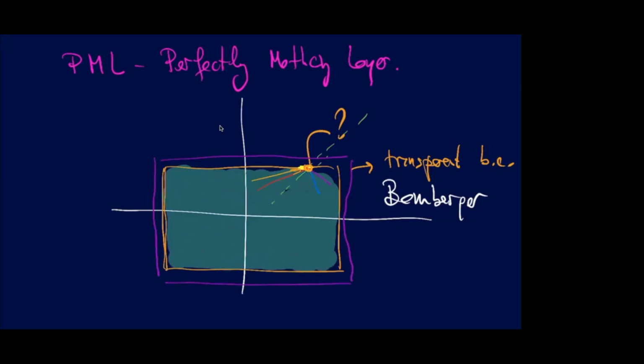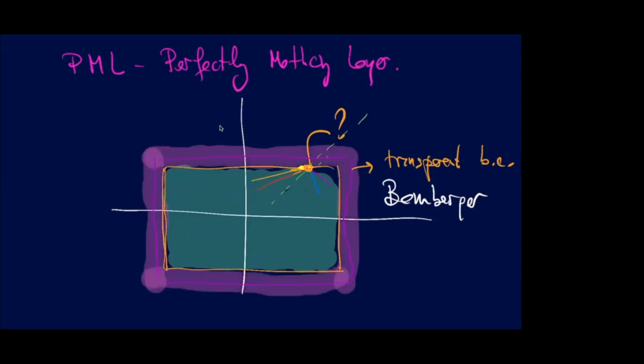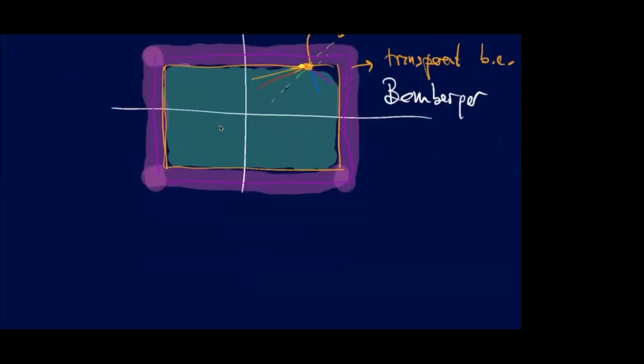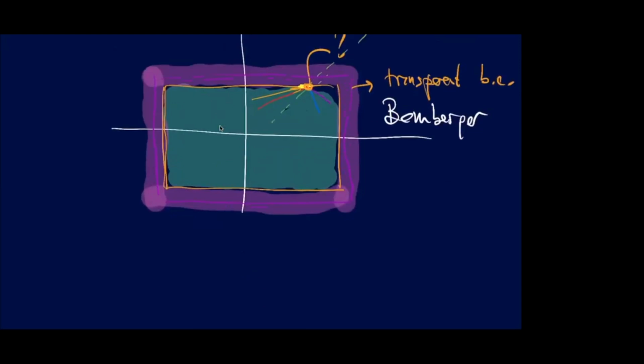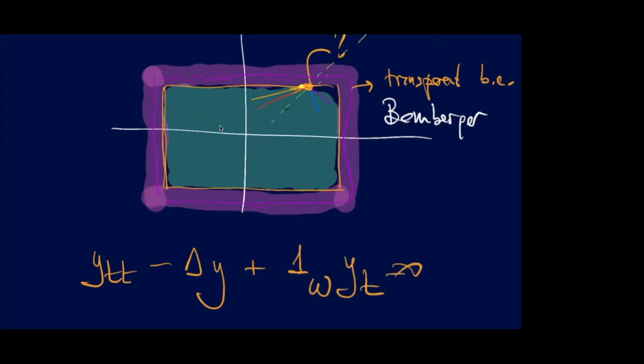Around this computational domain, I can put also a thin layer, the frame. And then what I do is write down a wave equation that is going to be precisely something like this, where omega is precisely this neighborhood, this frame all around the boundary.